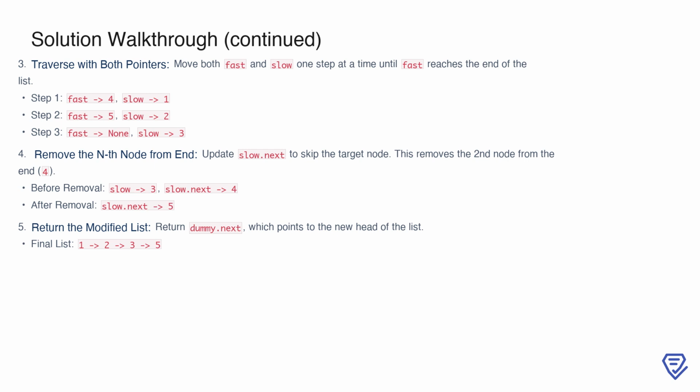At this point, the node immediately following slow is the one to be removed. To remove this node, we update slow.next to skip over the target node. Before the removal, slow.next points to the node with value 4. After the update, slow.next points to the node with value 5. This effectively removes the second node from the end of the list. Finally, we return dummy.next, which points to the modified list, 1-2-3-5.